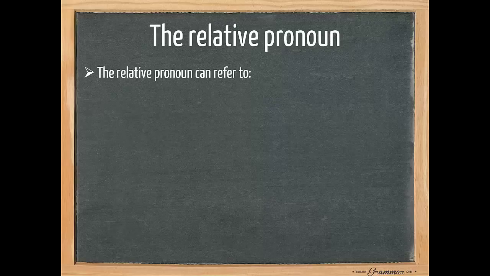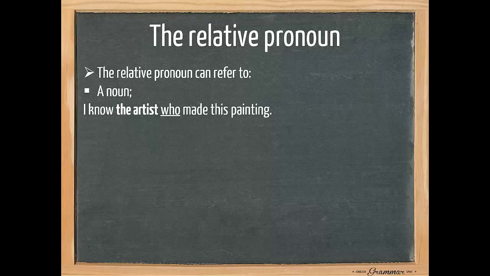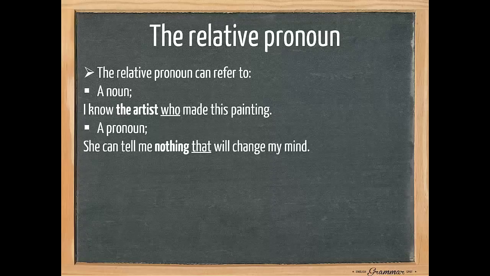The relative pronoun can refer to a noun. For example, I know the artist who made this painting, and here who is a relative pronoun and the artist obviously is a noun. A pronoun? She can tell me nothing that will change my mind. That is the relative pronoun. Nothing is the pronoun.